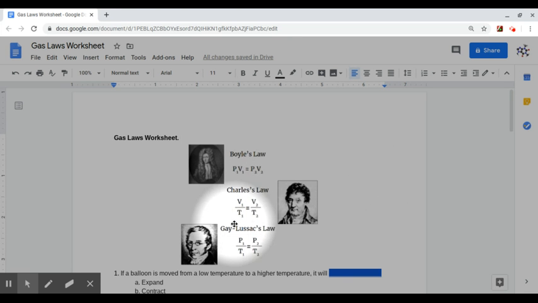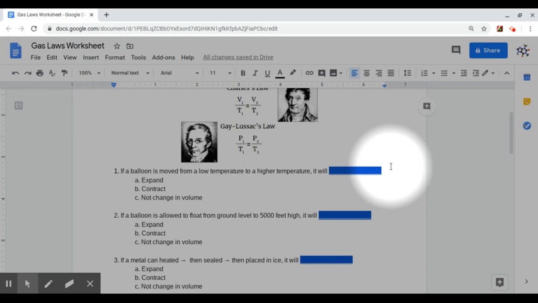There are different relationships between pressure and volume, and they're captured in these three formulas. These are the so-called gas laws. There's Boyle's law, which looks at the relationship between pressure and volume, Charles's law, and Gay-Lussac's law. These are the actual three scientists that the formulas are known for.